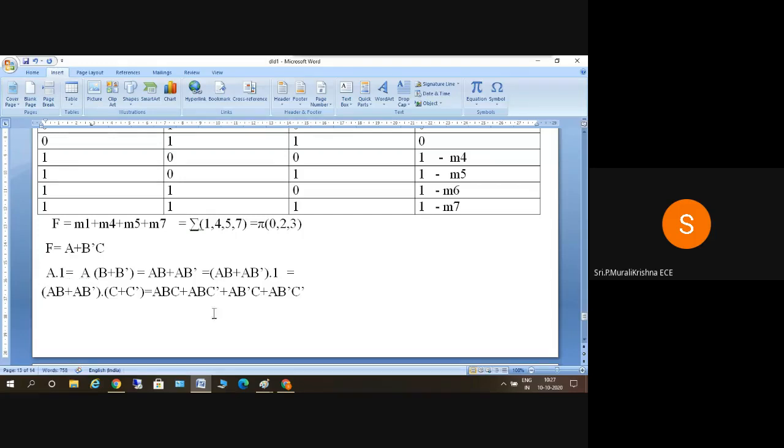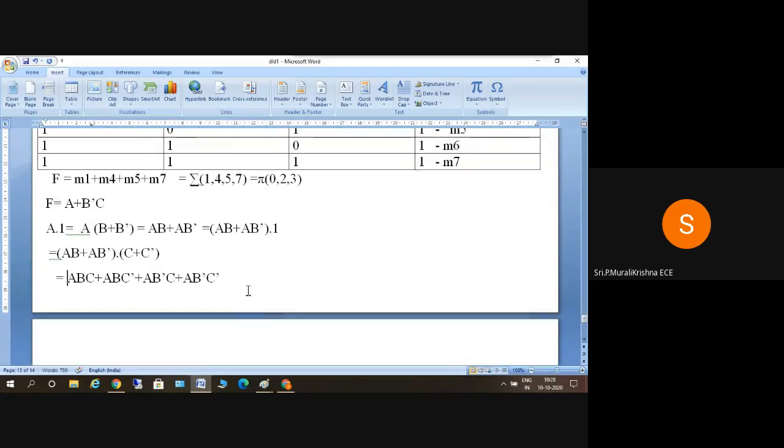So this is how we have to convert into a canonical form. The first term is converted: A is converted into this value. So I am getting each and every term there. A is converted like this.